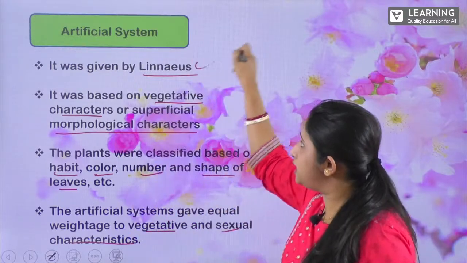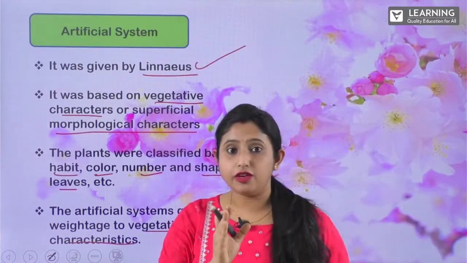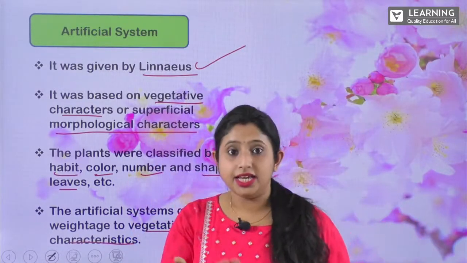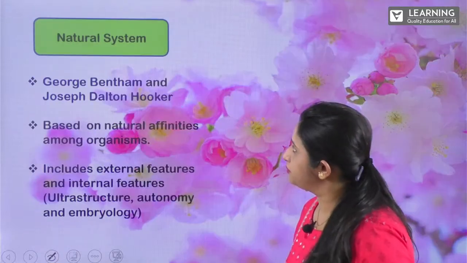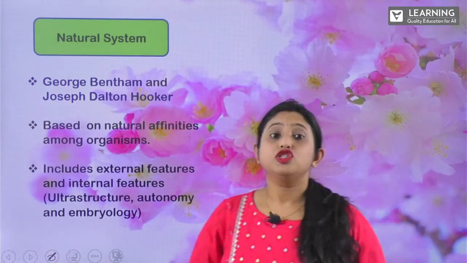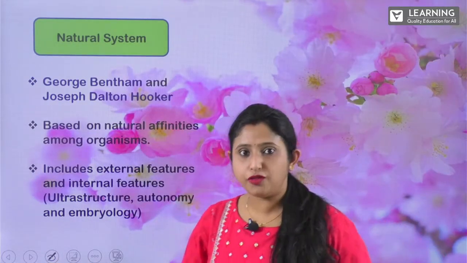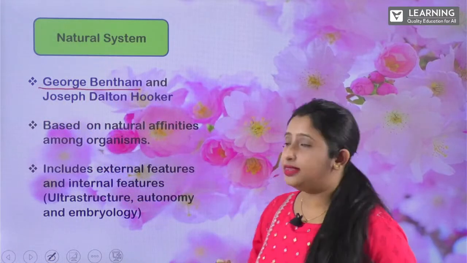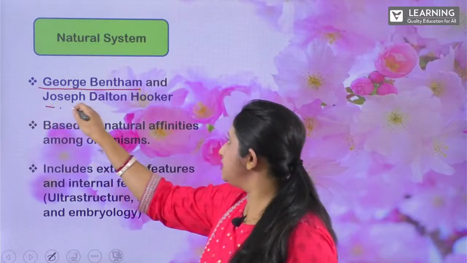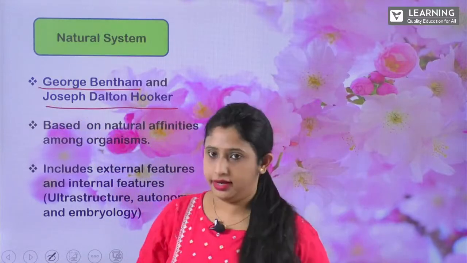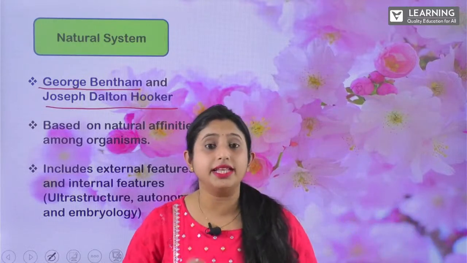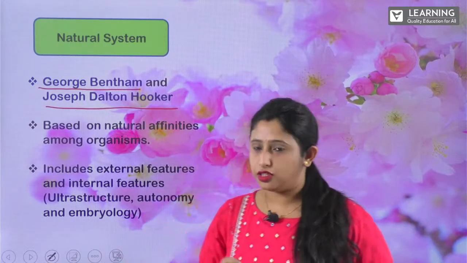Now who has given it? Yes, it was given by your Linnaeus. Clear? Next, let us see the natural system. So who has given this natural system of classification? It was given by George Bentham and Joseph Dalton Hooker. Clear? So these are the two scientists who have given this natural system of classification.